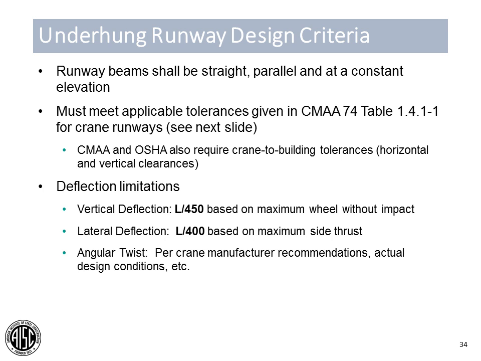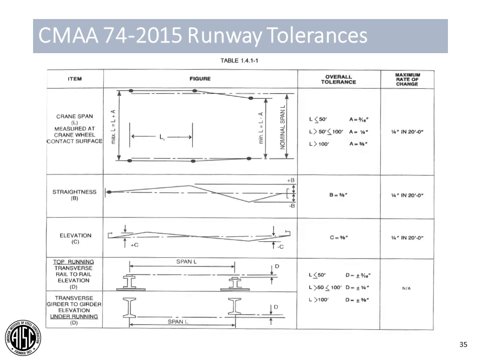And there are also deflection limitations that need to be considered. L over 450, or the span of your runway member over 450, based on the maximum wheel load without impact, will be your vertical deflection criteria. And lateral deflection criteria is L over 400 due to the maximum side thrust. Angular twist should also be considered, and a lot of times crane manufacturers will provide recommendations or maximum rotational tolerances for their crane systems. This is that runway tolerance table that I alluded to.